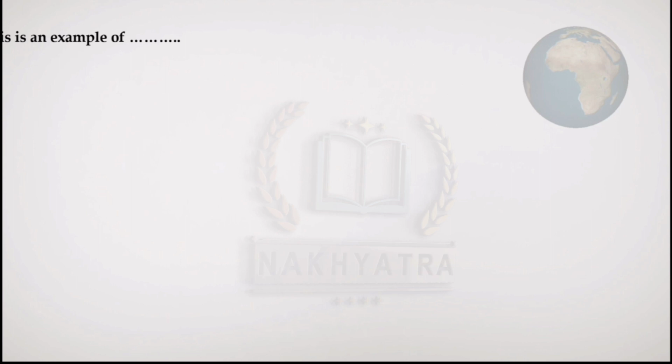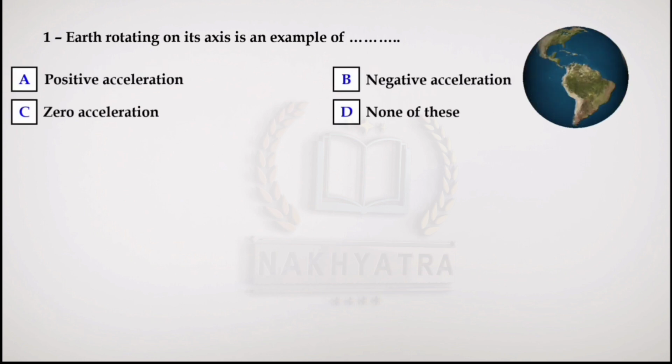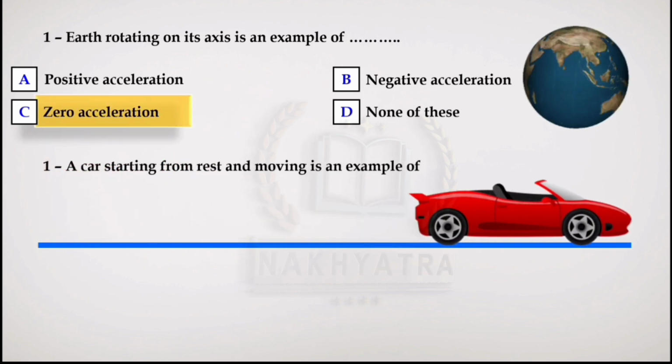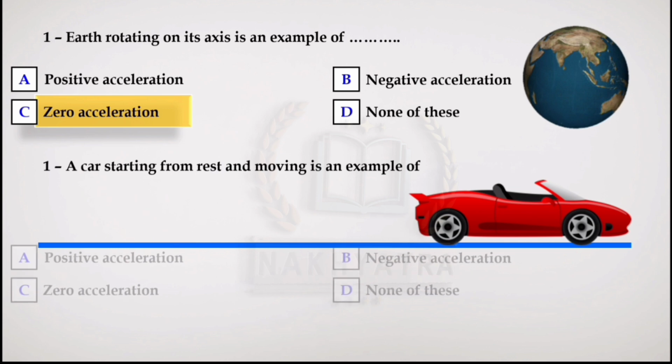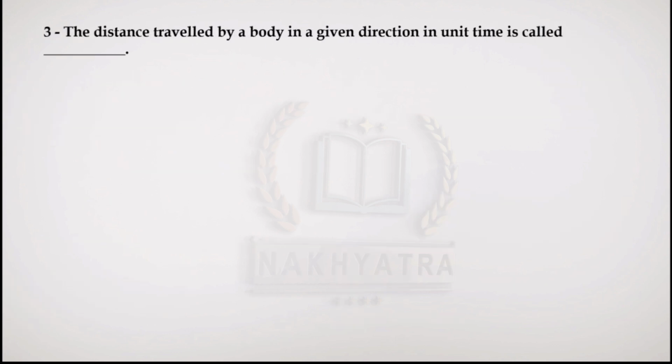Alright students, now see question number 1. Earth rotating on its axis is an example of, so 4 options are given. Can you tell me the correct option? Yes, it is an example of zero acceleration. Now see question number 2. A car starting from rest and moving is an example of, this is a very simple answer, positive acceleration.